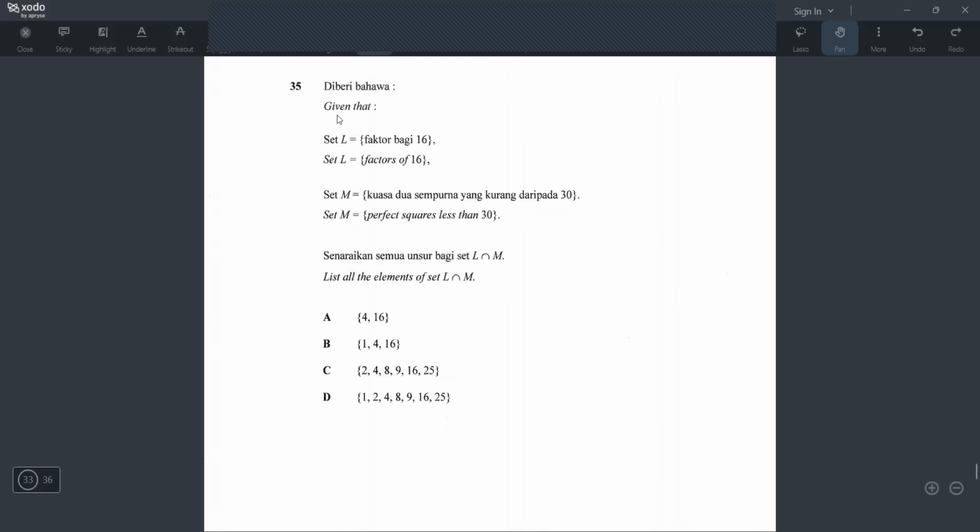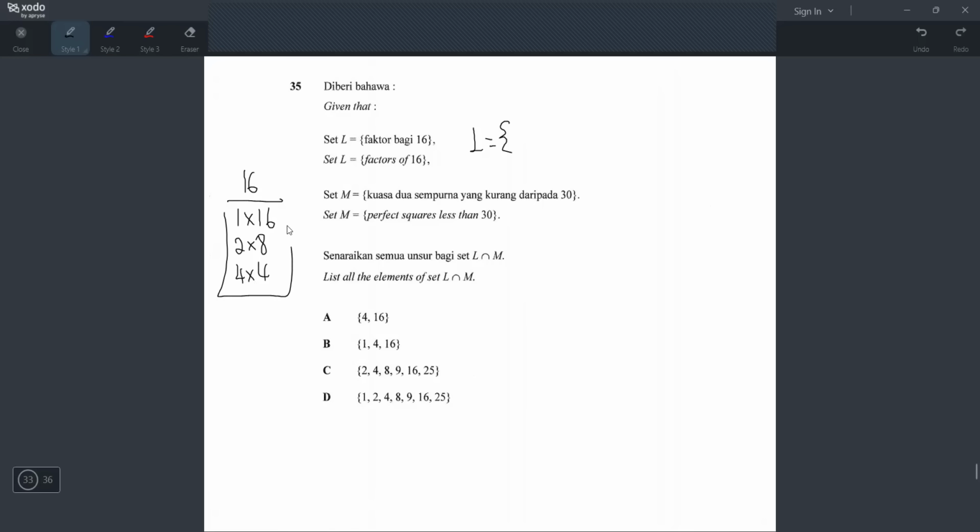Okay, 35, let's go. Given that set L is factor of 16, set M is perfect square less than 30, list all the set of L intersect M. So let's list down all the elements for set L. Factors of 16 means what? It means you have to think about what number the 16 can be divided by. Okay, I will do it like this. I'll write 16 and then I'll write what times what is 16. So 1 times 16 is 16, 2 times 8 is 16, 4 times 4, and that's all. So the factors of 16 will be 1, 2, 4, 8, 16.